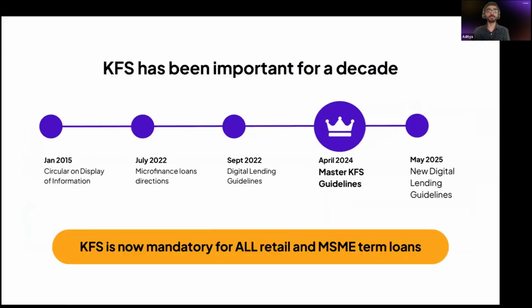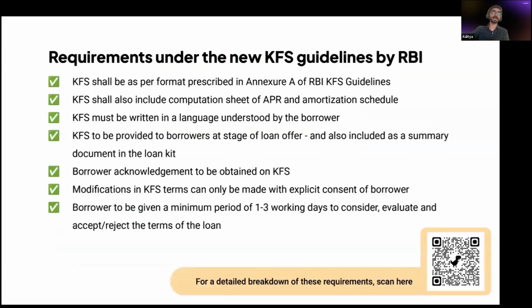And RBI continues to insist on KFS. You will all be familiar with the master KFS guidelines released last year. RBI has just reinforced these guidelines with every subsequent guideline, especially in the new digital lending directions, which were passed just a few weeks back, right? And so the KFS guidelines last year introduced 7 operational requirements for lenders, which are currently displayed on screen. I won't go through all of them, although we'll cover some of them during the course of the showcase.